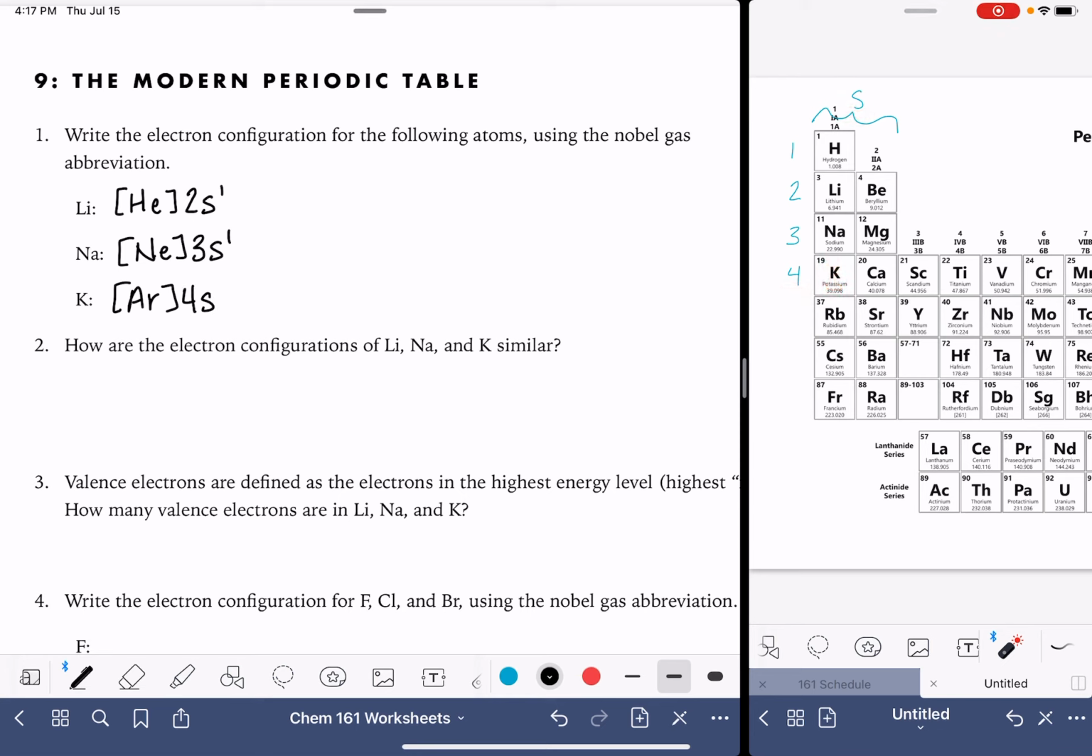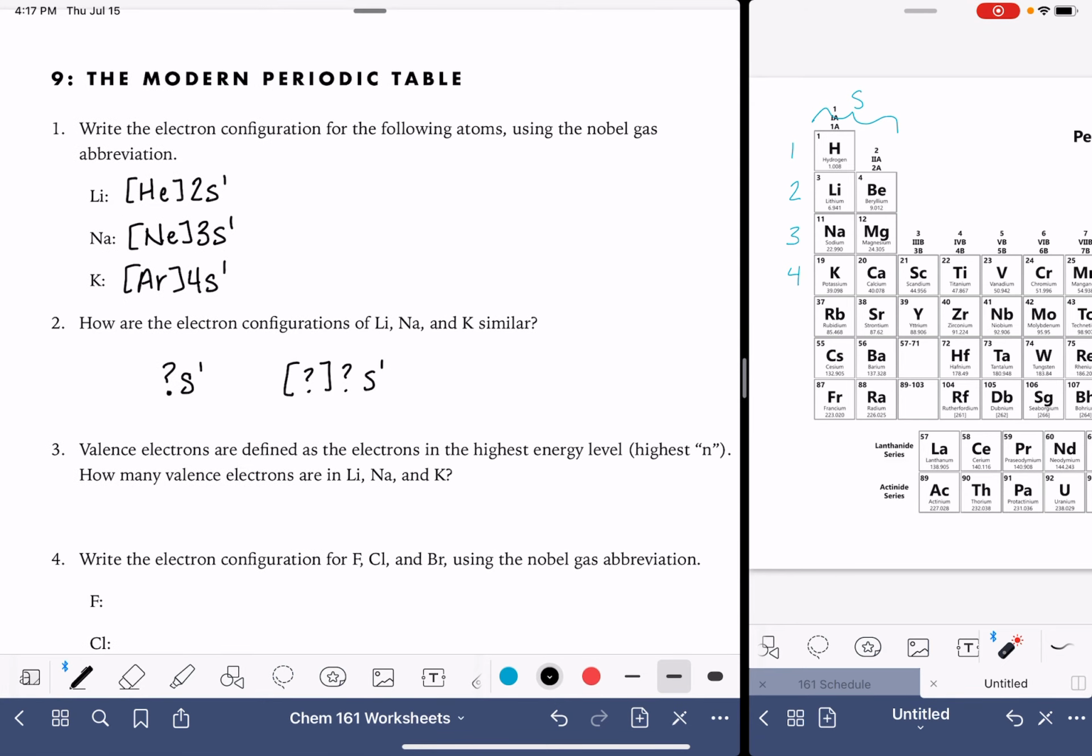So this is 4s1. And the next question asks, how are these electron configurations similar? Well, they all end in something s1. So they all have some sort of noble gas and then either a 2 or a 3 or a 4, and then it says s1. That's how they are all similar.